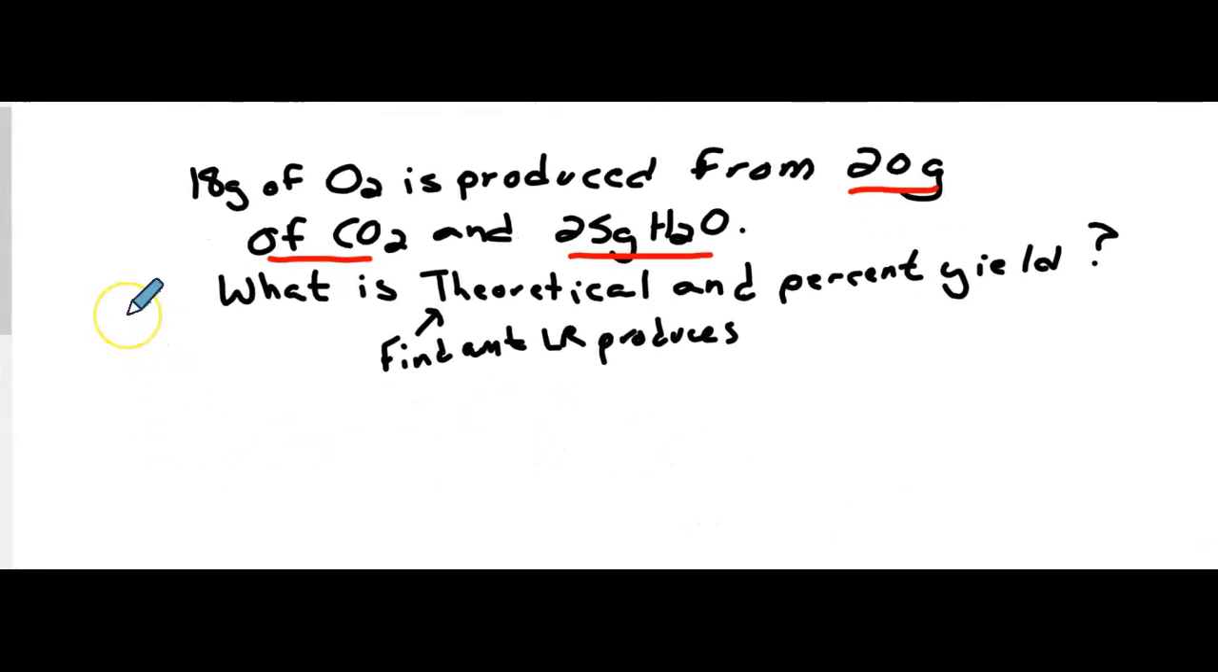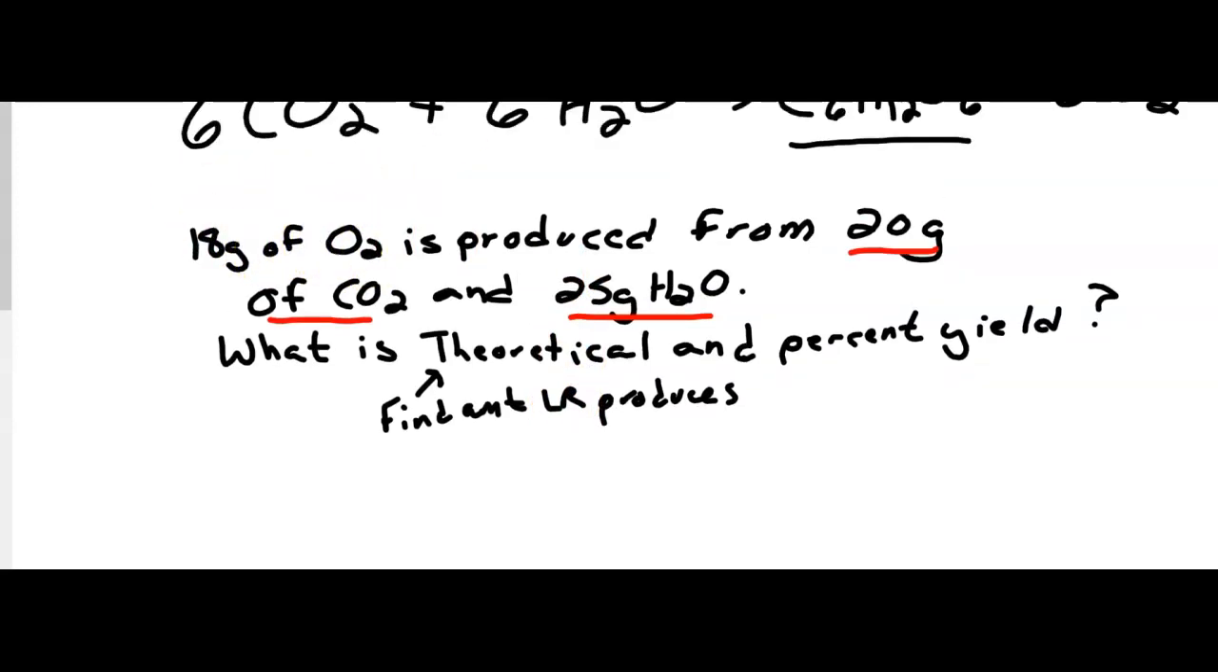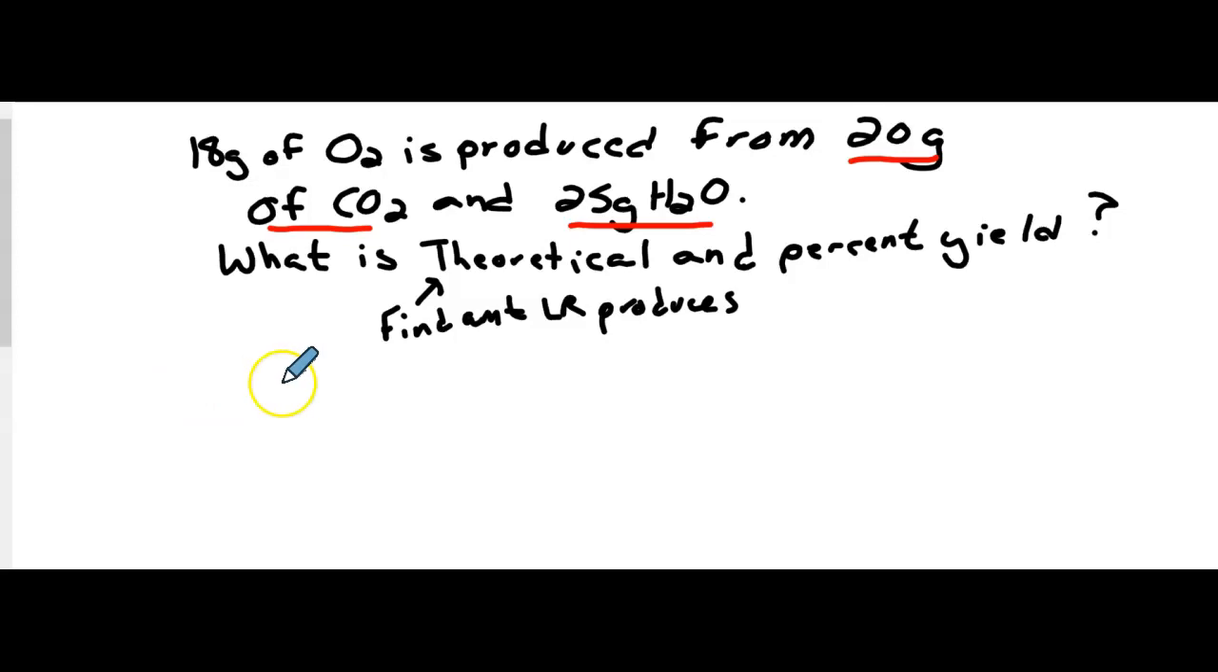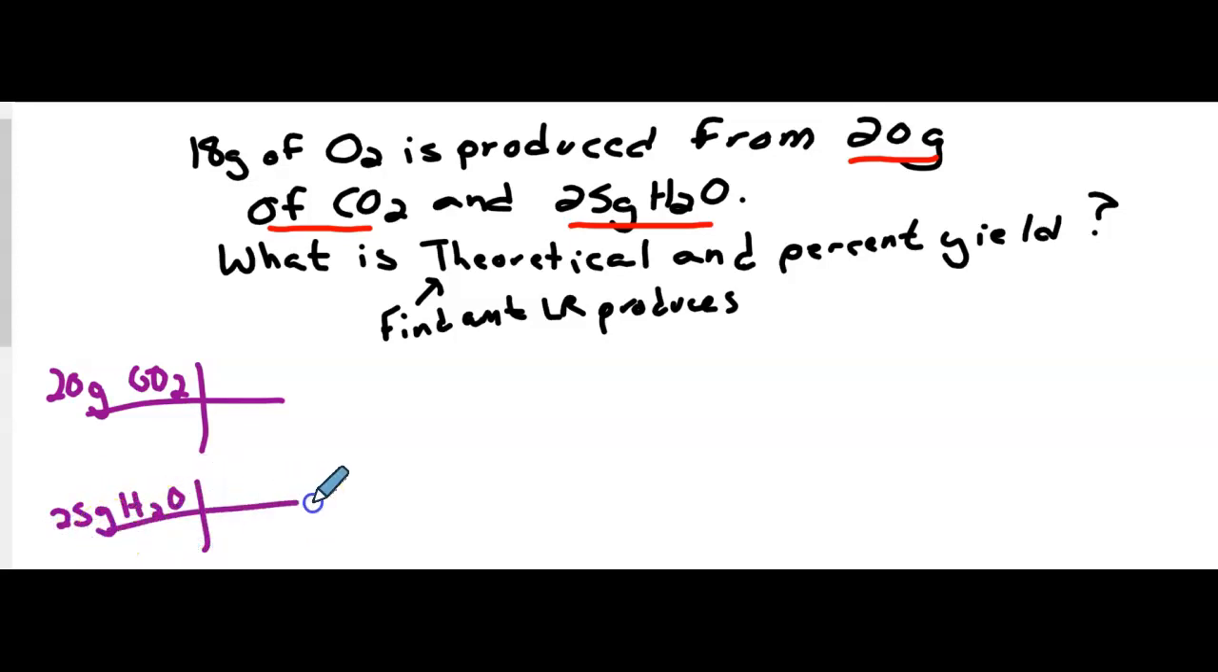So we're starting with, now remember, this is your reactants. We're finding the limiting reactant. This right here, 18 grams of O2, O2 is a product, so we're not worried about that right now. That's going to come in later. So we're starting with 20 grams of CO2 as one of our reactants, and we have 25 grams of H2O as our other reactant. So we're going to do our stoichiometry to find the limiting reactant.